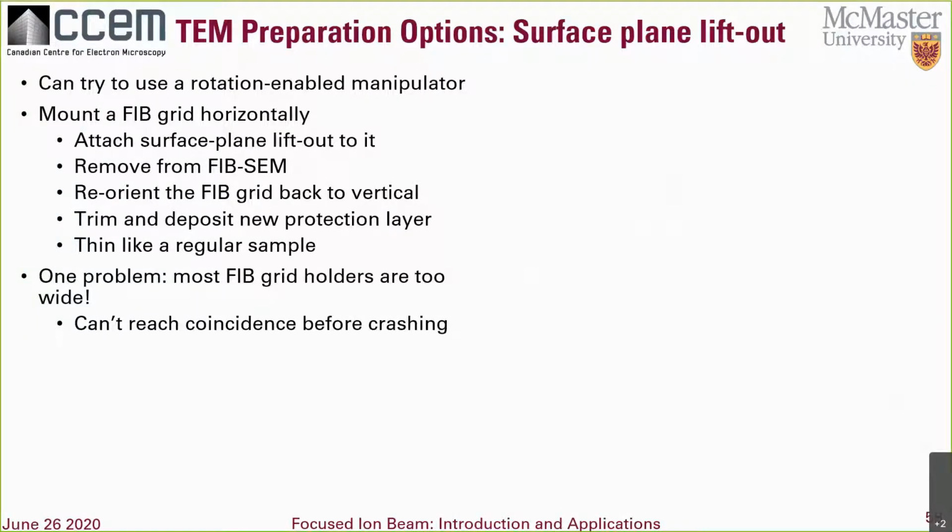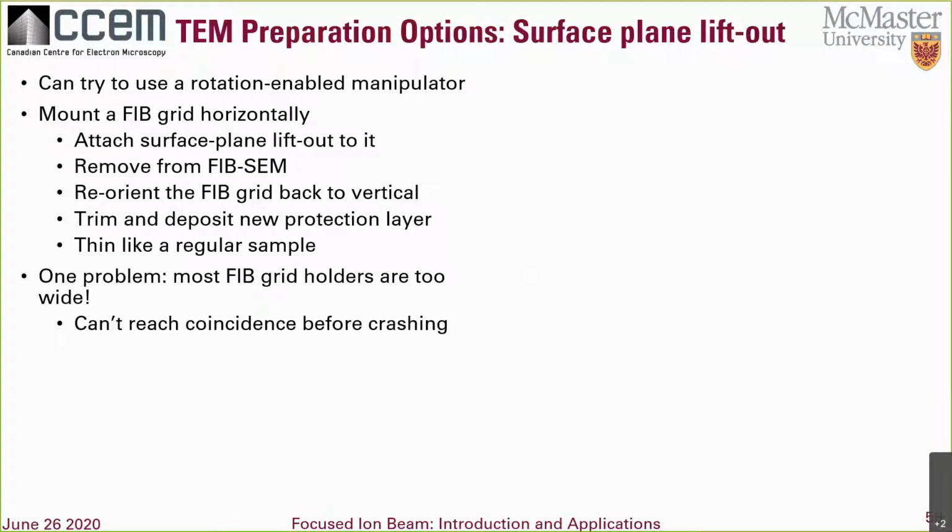If the micromanipulator can rotate, then you can use that feature. However, the rotation axis is probably the axial direction of the needle and not the tilt axis of the stage, so some gymnastics are required to make that work. A very effective method is to just find a way to hold the FIB grid horizontally, then attach the horizontal sample to the horizontal FIB grid.